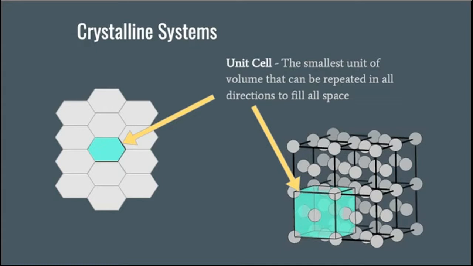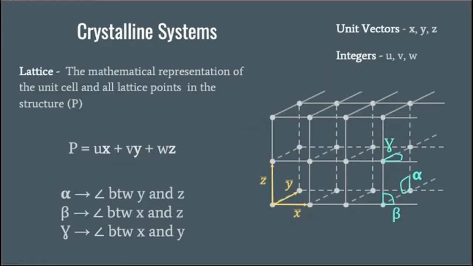Similarly, the same thing can be done with crystalline materials. In this case, the highlighted square is the unit cell. The unit cell can be represented by a lattice. A lattice is just a mathematical representation of the unit cell, where the location of any lattice point in the volume can be found by a linear combination of integers and unit vectors.